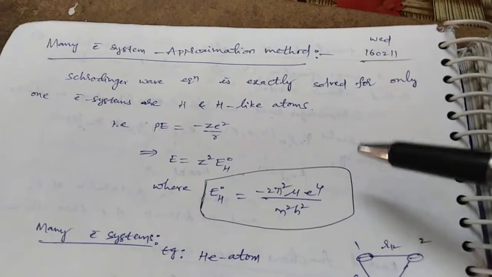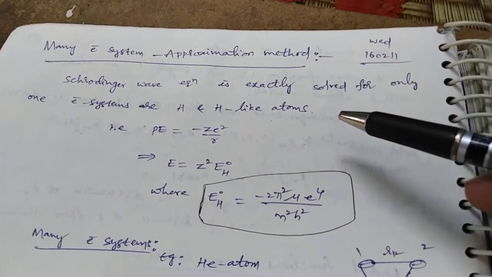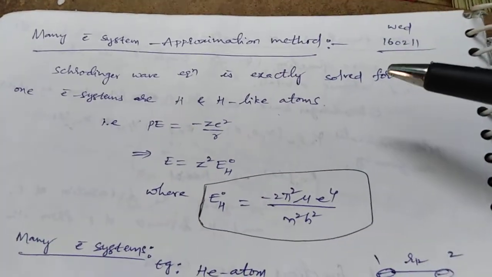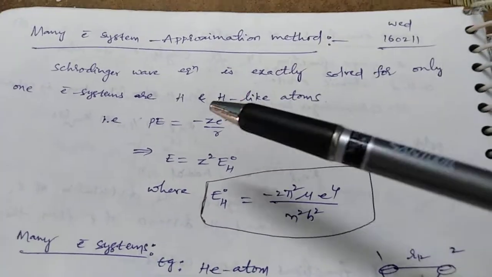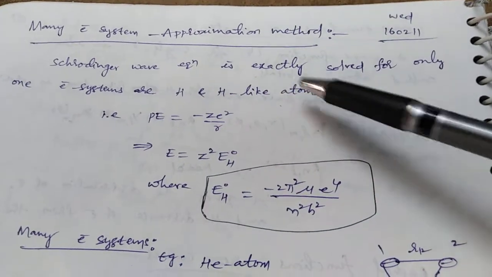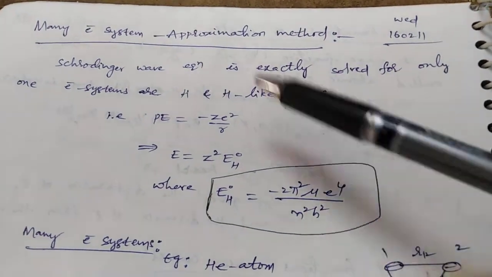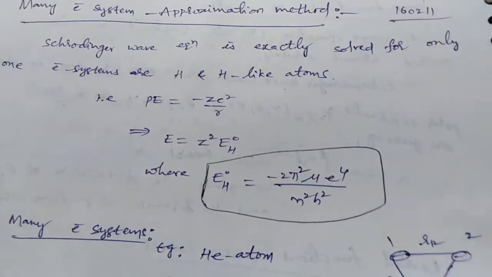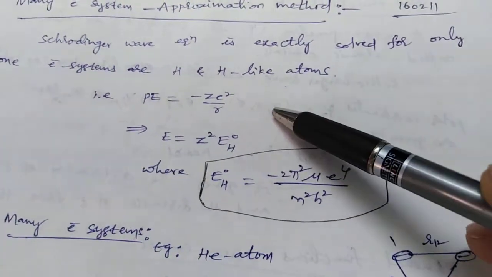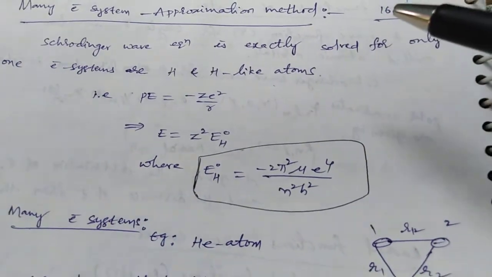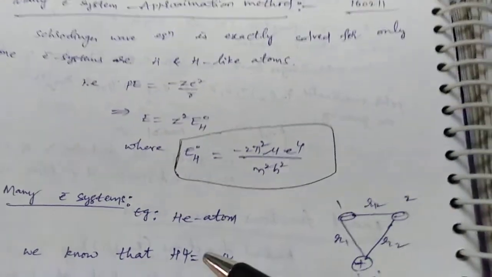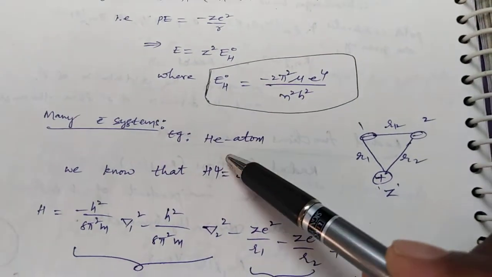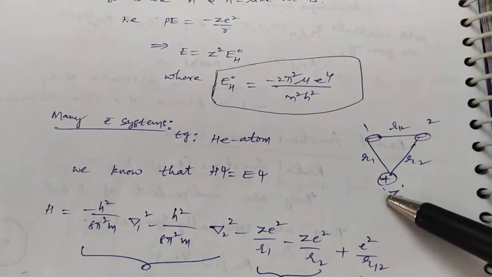Good morning, everyone. Next topic from quantum chemistry is many electron systems and approximation methods. The Schrodinger wave equation is exactly solved for only one electron systems such as hydrogen and hydrogen-like atoms. It means they have only one electron. An example for a many electron system is the helium atom, because it contains two electrons and one nucleus.